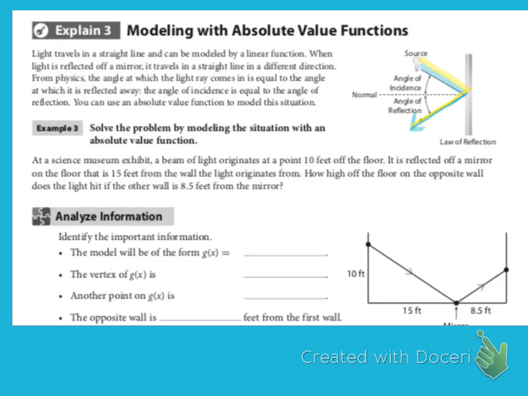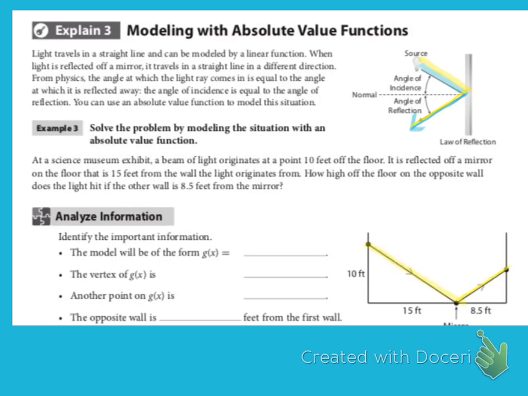At a science museum exhibit, a beam of light originates at a point 10 feet off the floor. It is reflected off a mirror on the floor that is 15 feet from the wall. How high off the floor on the opposite wall does the light hit if the other wall is 8.5 feet from the mirror?